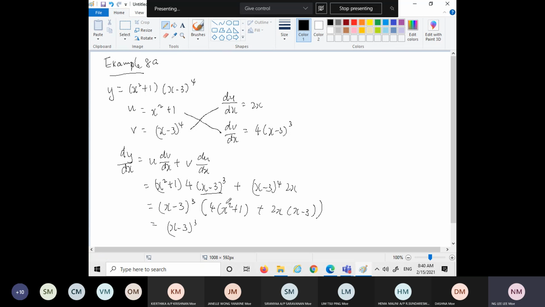Next, I'm going to expand this. Then after that, I will see if anything can be combined or not. So 4x squared and then 4, this is 2x squared, 6x.